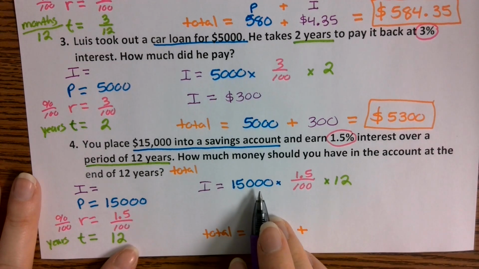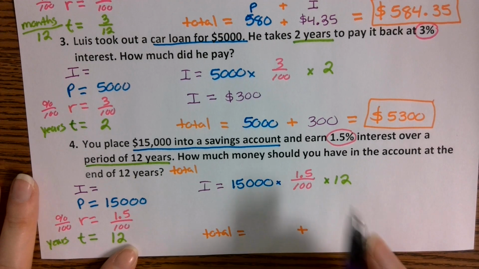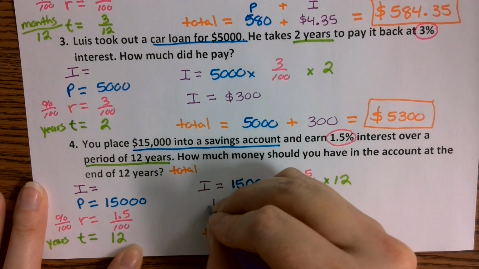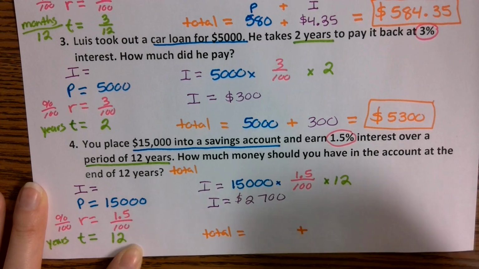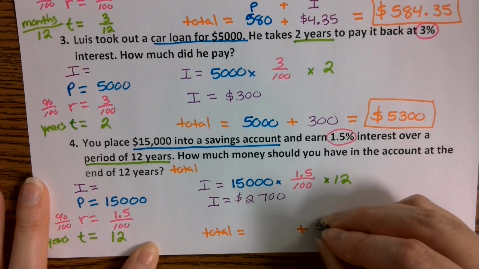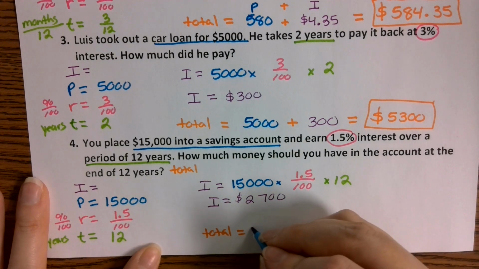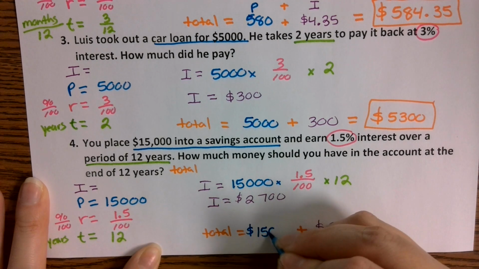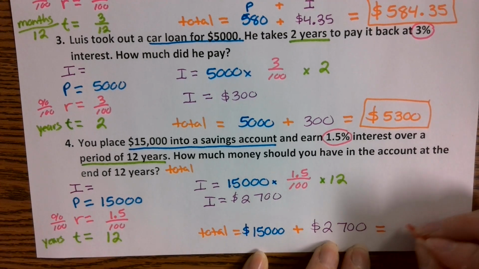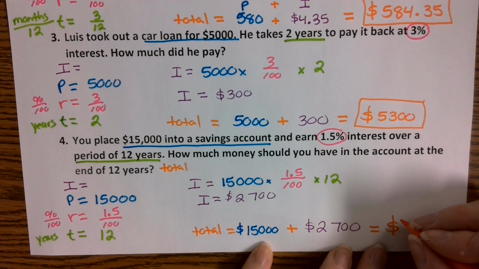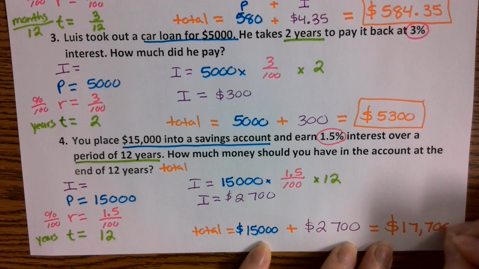We're going to do 15,000 times 1.5 over 100 times 12. That's going to come out to 2,700. That's the interest. So you're going to take that 2,700 and you're going to add it with the 15,000. And that'll equal your total. So his final amount that he's going to have in his account is going to be 17,700.